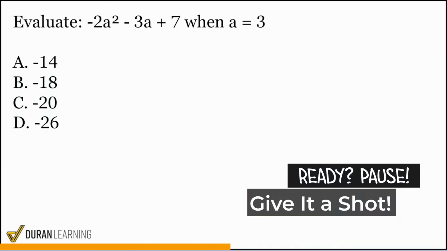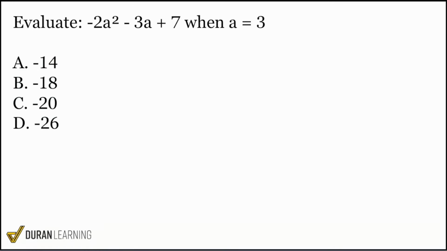So we're going to be evaluating this expression here, and this expression contains a couple of negatives, so we're going to have to be careful here. So we have negative 2a squared minus 3a plus 7. So I'll immediately begin by replacing every instance of a with 3. And after I do that, then just work one step at a time on the order of operations. That's all we have to do there.